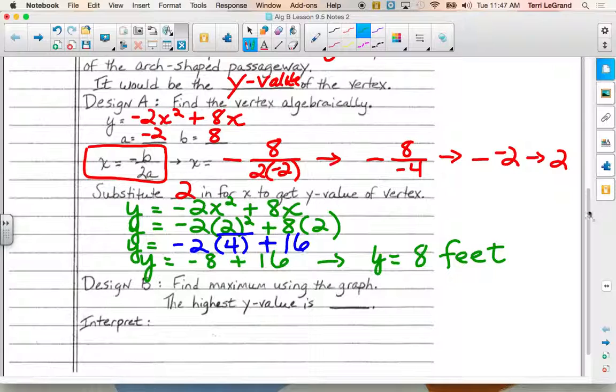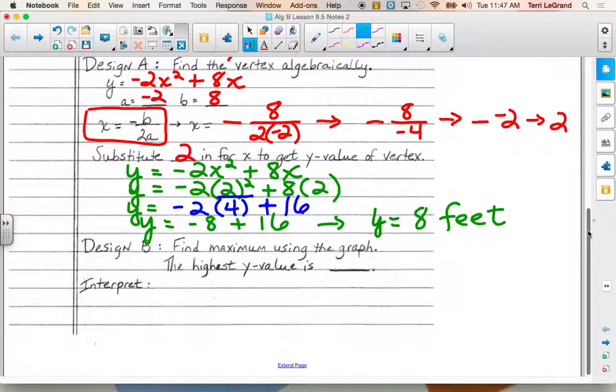Okay, now we're gonna do design B. We got the picture. Go to your book and let's find the y value of the vertex. What's the highest y value on that graph? It's 9. And that's 9 what? Feet. So let's put that behind it also.